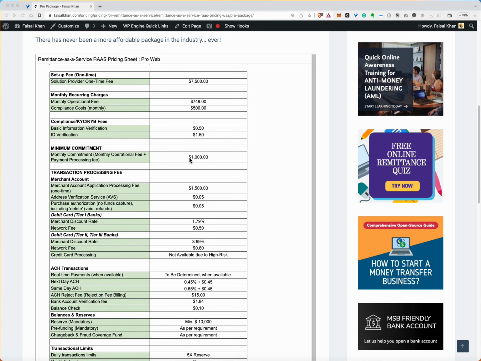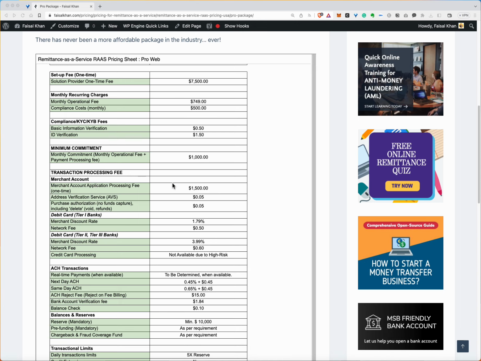The monthly minimum commit is that you have to generate at least $1,000 worth of income for the solution provider, for the person or rather the entity that is providing you with this regulatory and technology stack, that is providing you with money transmitter licenses as a service. So you have to generate at least $1,000 worth of business for them.